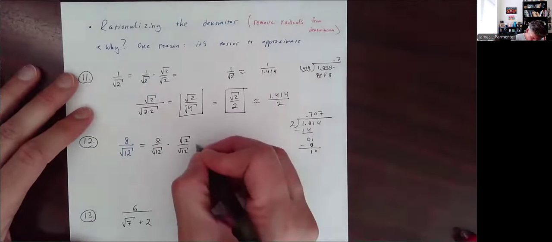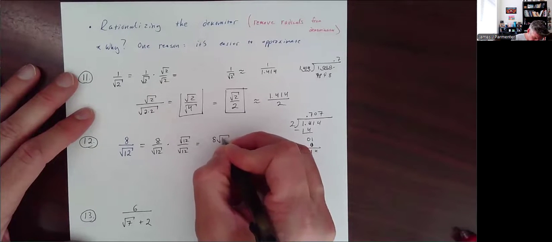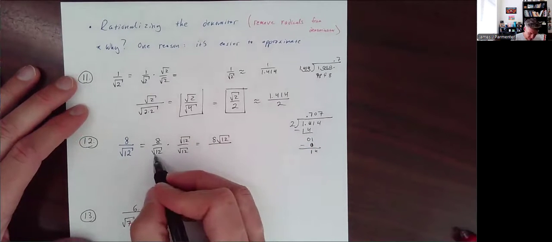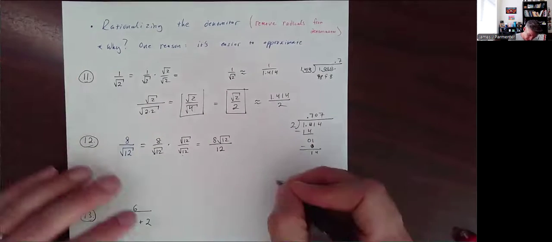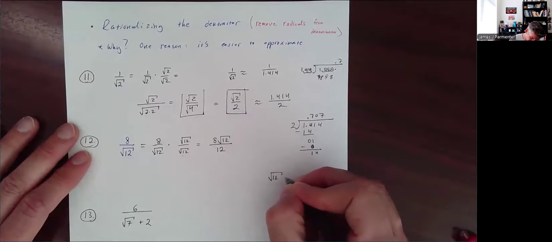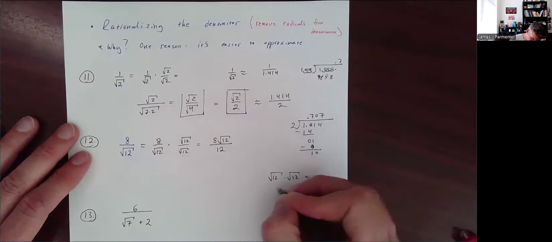So that's going to be 8 root 12 divided by the square root of 12 times the square root of 12, which is just 12. And again, you can write that if you want to: square root of 12 times the square root of 12 is the square root of 12 times 12, which is 12.